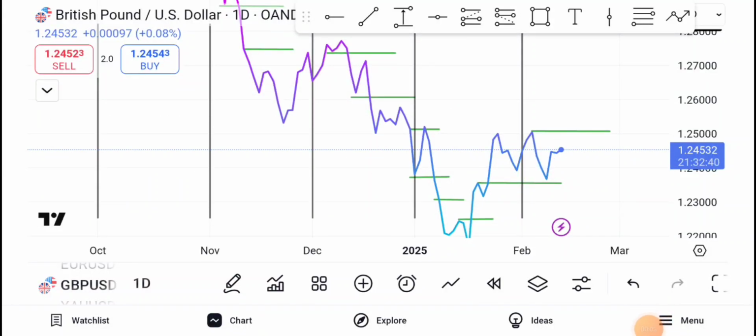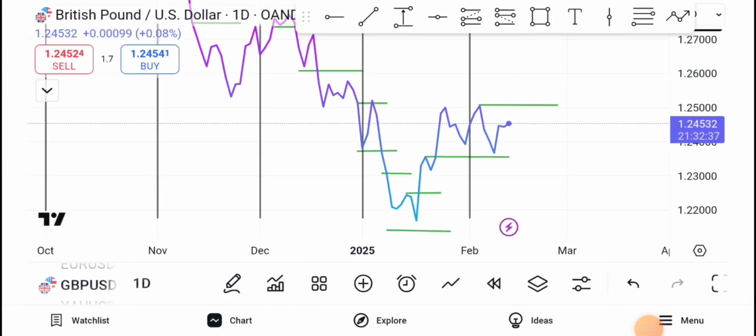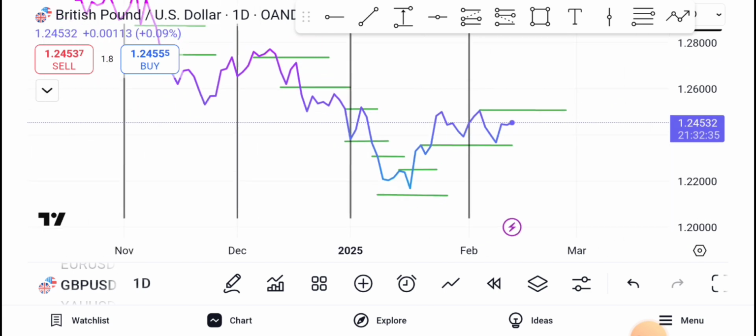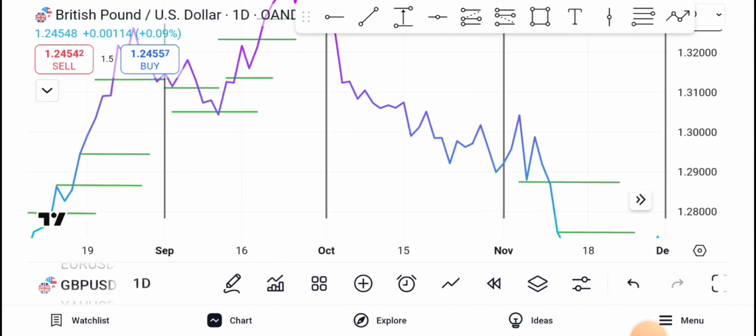Okay, so this is part 2 of the simple forex trading strategy. And then we are going to continue with another pair. So let's do this month also.